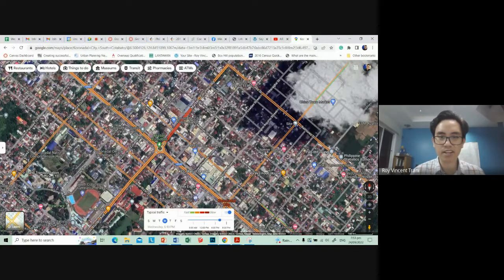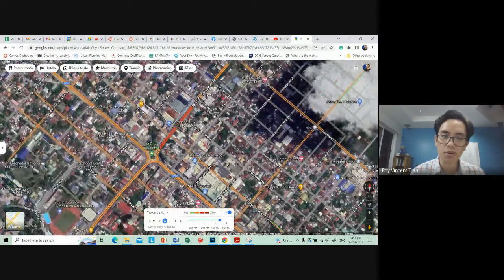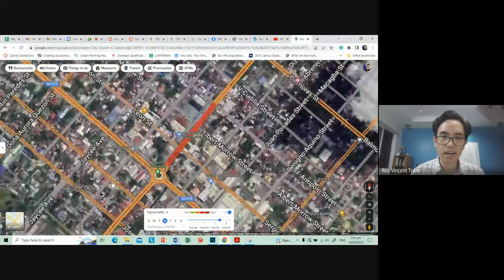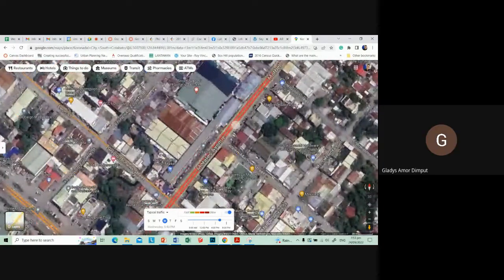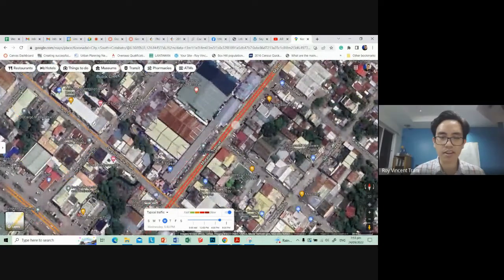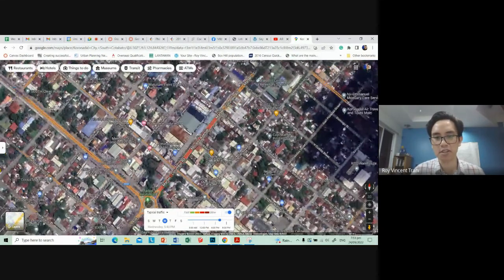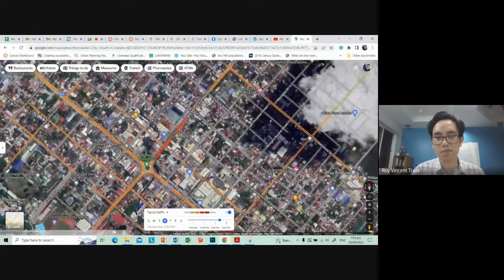So this area, this Marble Columbia Road becomes very busy. This red area, sir, is along the public market, sir. Oh yeah, here. Yes, sir. Okay. So there you have it. It's pretty much the same all over the Philippines, where there's a lot of people, the traffic follows.